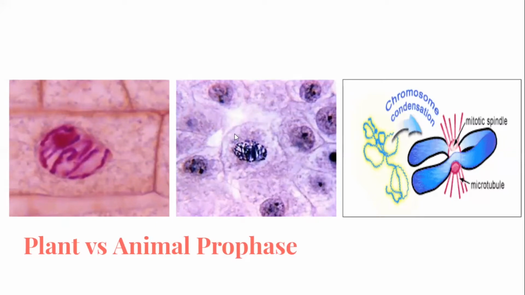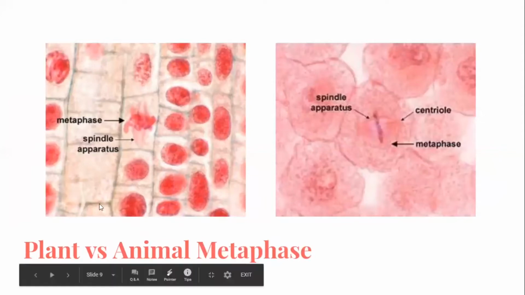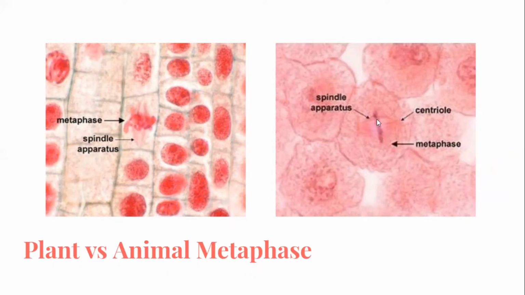So after all that, you then have metaphase. Metaphase is where all the chromosomes meet in the middle of the cell. And you can see how all these little dark spots right here in the middle of the cell are lined up in a complete straight line.